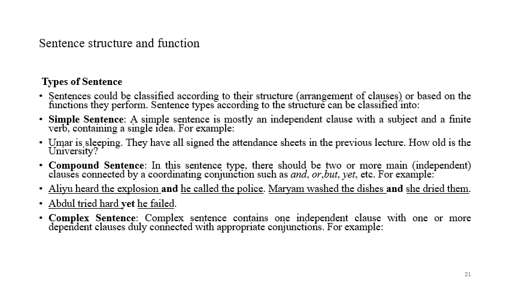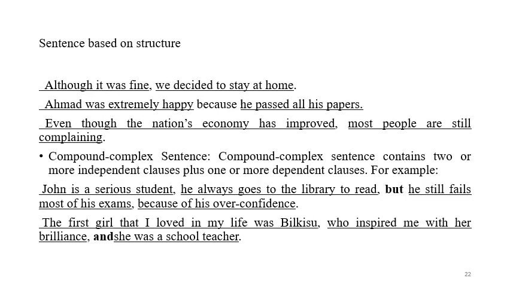For example, I saw him while he was going to school. I saw him is a main clause or independent clause. While he was going to school is a subordinate clause. While is a subordinating conjunction. So you should always try to differentiate compound and complex sentences as well as simple. Using varieties of sentences in your writing shows a kind of expertise or good grammatical knowledge of the language. Although it was fine, we decided to stay at home. Ahmad was extremely happy because he passed all his papers. All these are examples of complex sentences.